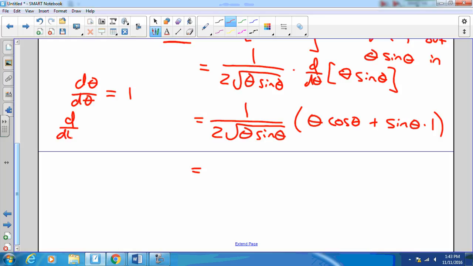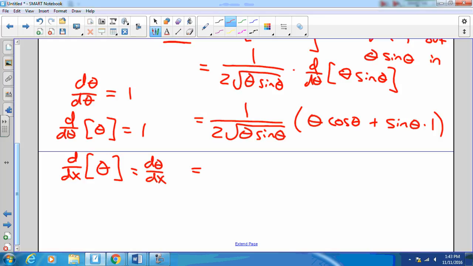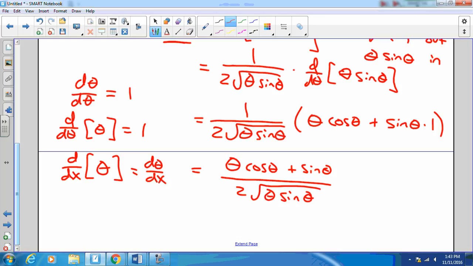Whereas if I were to take the derivative of theta with respect to x, I would get something really different. I would get d theta/dx. So notice that the variable matters here. I cannot just interchange x and theta as if they were the same thing. What they have in common is that they are commonly used as an independent variable, but they are not the same variable. So I can't just swap them out. Okay? And so finally, when the dust settles, I get theta cosine theta plus sine theta, all over 2 root theta sine theta.